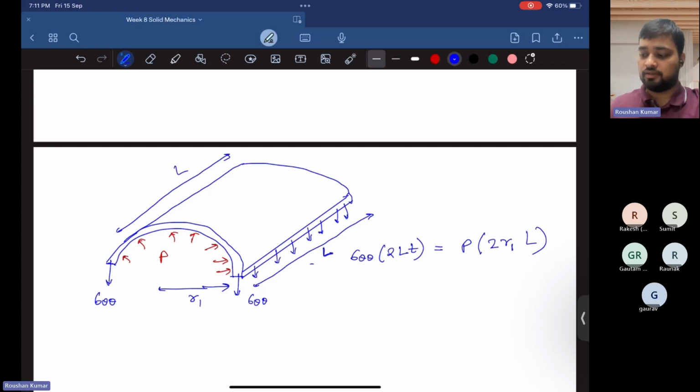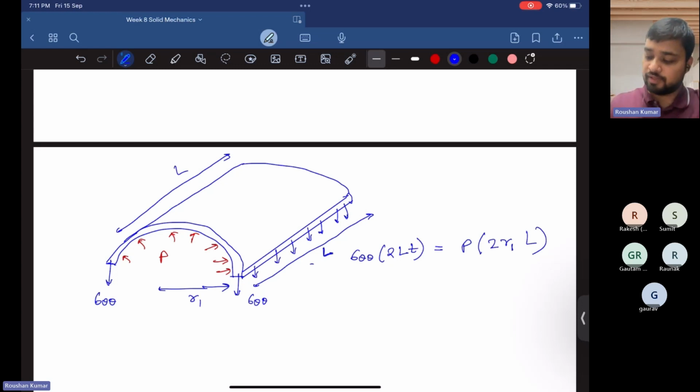So the complete pressure acting on the surface is given by... we have basically balanced the force, we do the force balance along the y direction. If we do the force balance along the y direction, pressure is acting upward and it's along the whole plane.